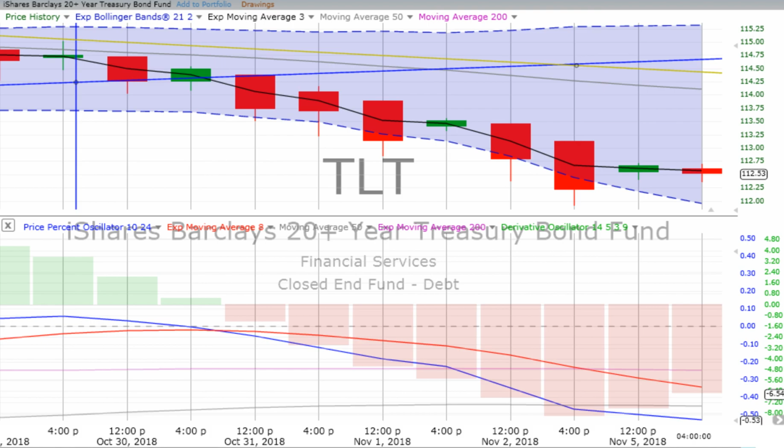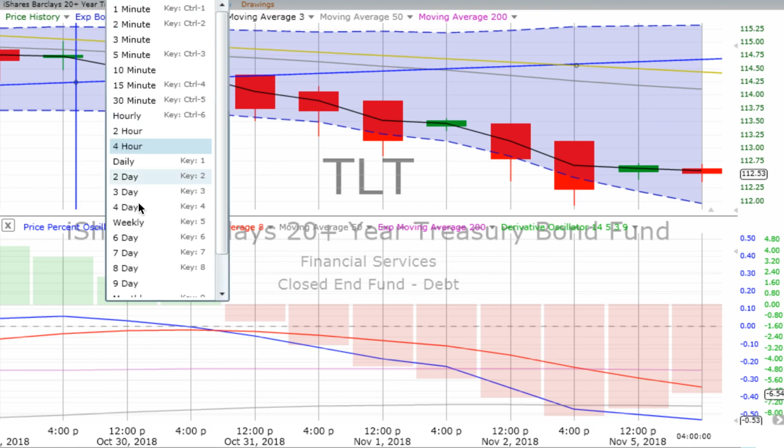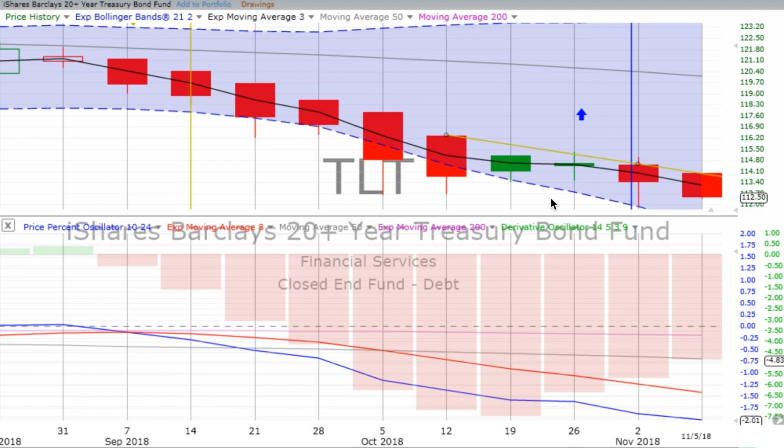We're going to go to 20-year bonds. What do we see going on there? Start off as we always do on our weekly chart.